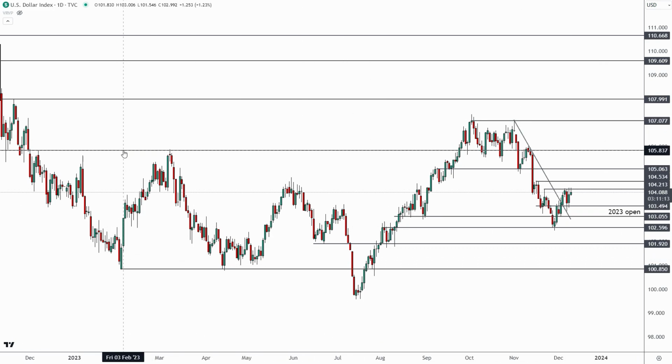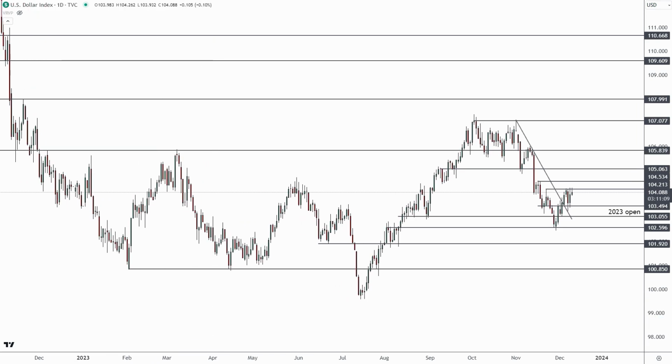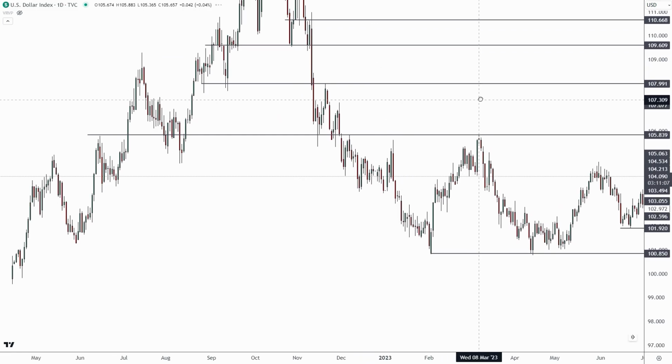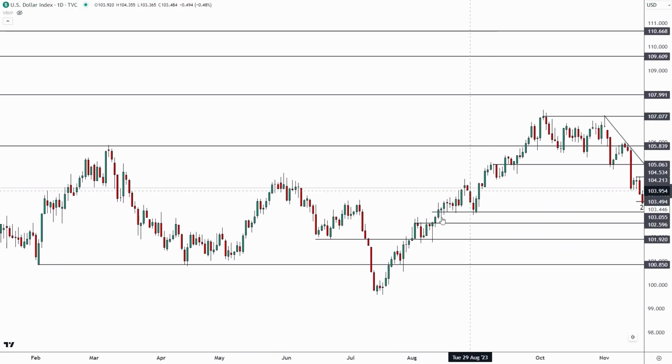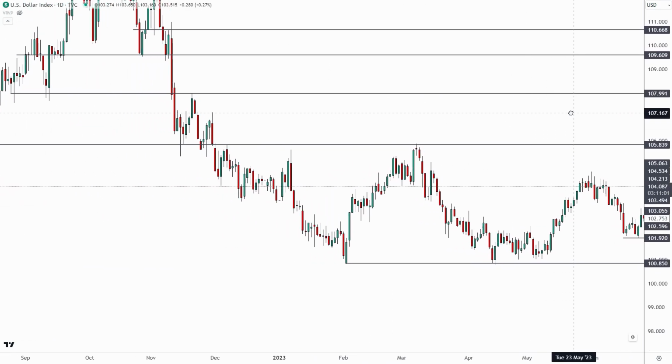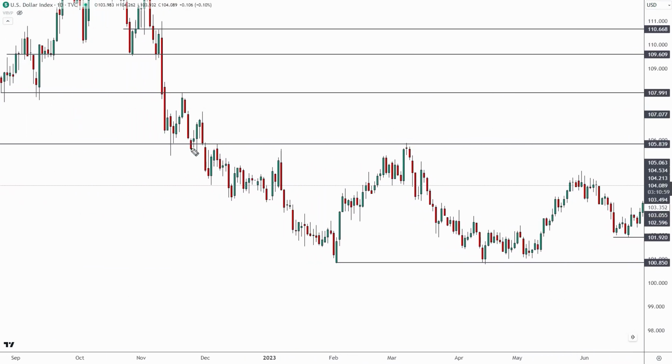So what I think is going to be significant for the DXY is going to be 105.80. And the reason for that, if we just go back here and look at the price action before we got this recent rally, the price action back here told you that the market was range bound, right? So it was really just kind of locked in this range for quite a long time.